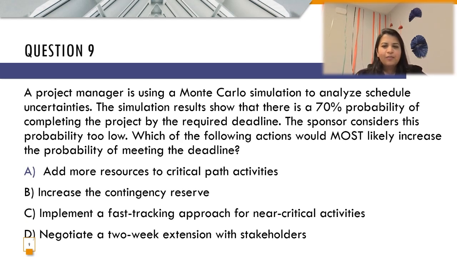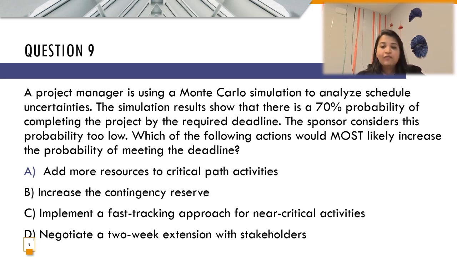A project manager is using a Monte Carlo simulation to analyze schedule uncertainties. The simulation results show that there is a 70% probability of completing the project by the required deadline. The sponsor considers this probability too low. So which of the following actions would most likely increase the probability of meeting the deadline?